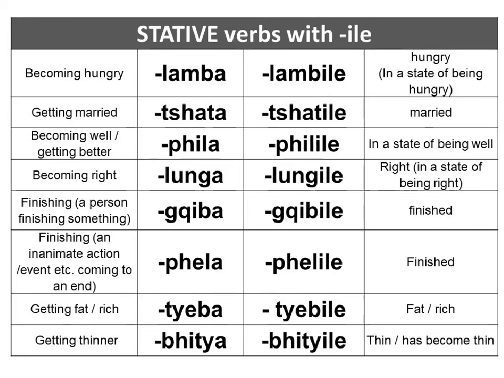Cheba means getting fat or getting rich. It's often used as a metaphor for being wealthy. So when you are already fat or you are already rich, it would be ndityebile, which actually can be used also as a compliment to somebody. If somebody is getting thinner or losing weight, that would be bitya. And if they have already become thin, we have ndipityile. When I ask patients whether they have lost weight, I would often say, upityile na, have you become thin?